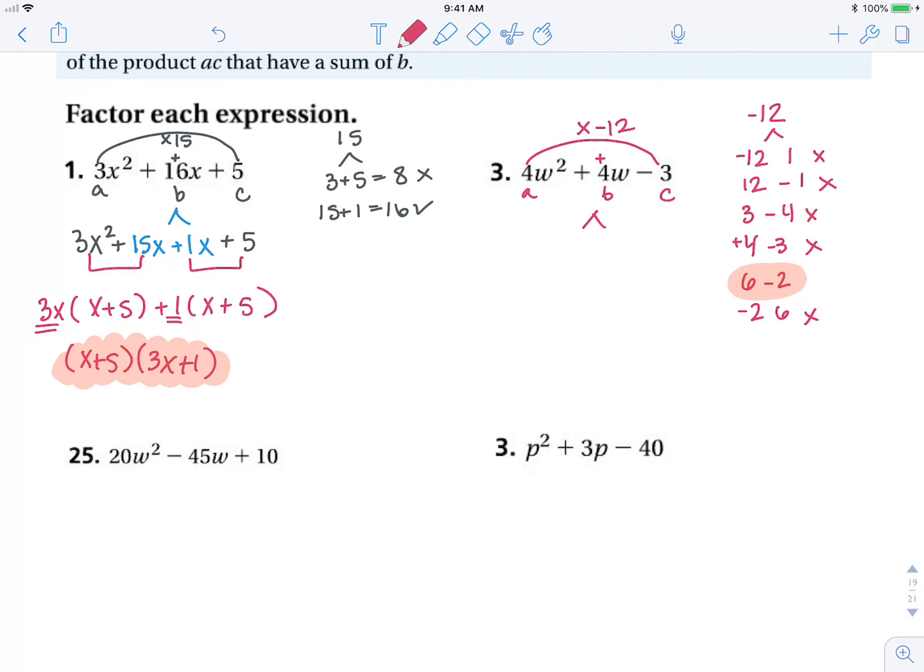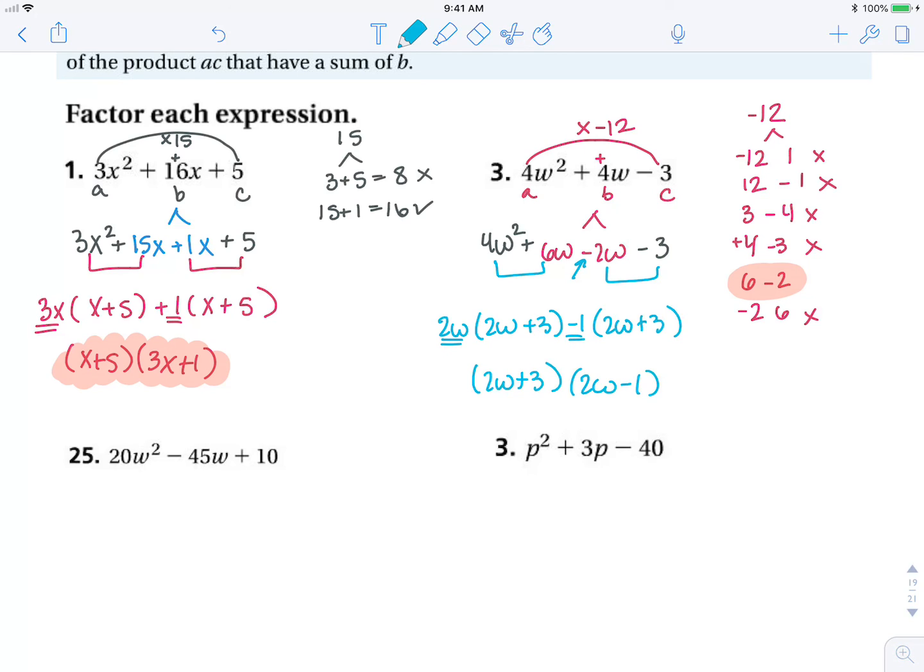So this middle term now is going to break into 6w minus 2w, and then we bring down our first and last terms. So now we have four terms we can group. 2w factors out to leave 2w plus 3. A negative leading coefficient means a negative GCF. Our binomial GCF of 2w plus 3 factors out, and we're left with 2w minus 1 as our second binomial. So a times c splits your b.